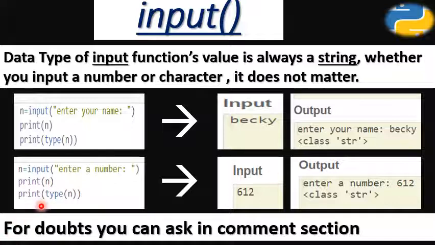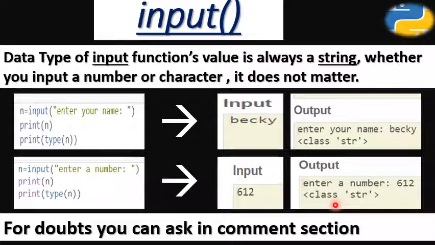Now I have printed n, so it will print 612 here. Then I have again printed the type of n, that means I'm going to print the data type of the value assigned to my variable n. Since the value assigned is 612, it is of integer type. So naturally it should print class int. But see, here it is printing class str, showing class string. I have used 612 as my input, but still it is showing the type of my n as class string.